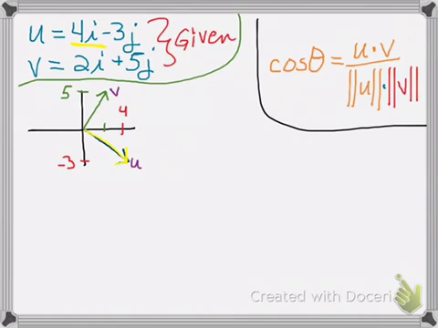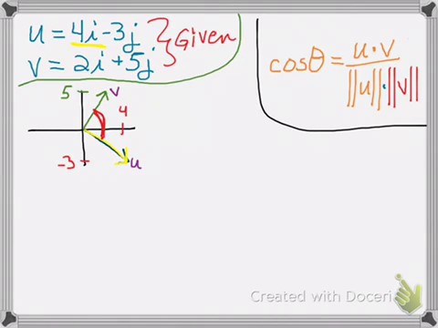So every vector has magnitude and direction. The magnitude is the length of that yellow line that I just drew, and the direction is the angle, okay? The green vector, that is vector v. All right, now what we're looking for in these questions is the angle between these two vectors. So we're looking for this angle here, okay?